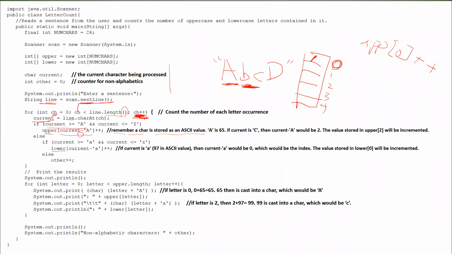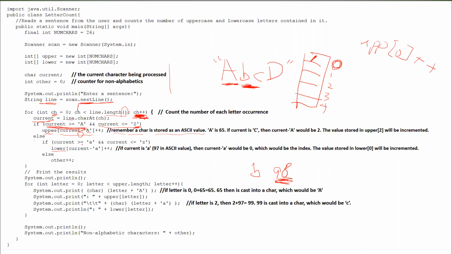And if current, which is b, is greater than or equal to A, and b is 98, and this A is 65. So here, right here, this is true. It's greater than 65. This condition is true, but it's not less than Z. So 65 plus 26 would be 91, right? 91. And this b is 98. So this condition is not true. And you don't do this, you go to else.